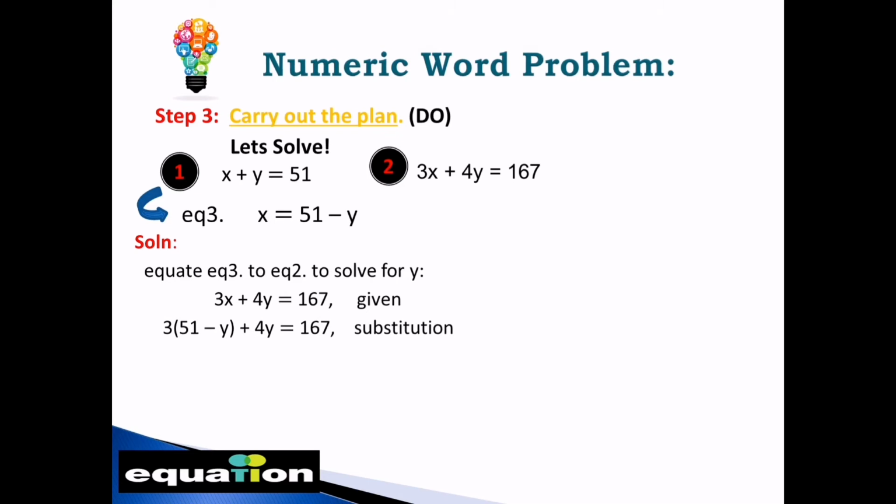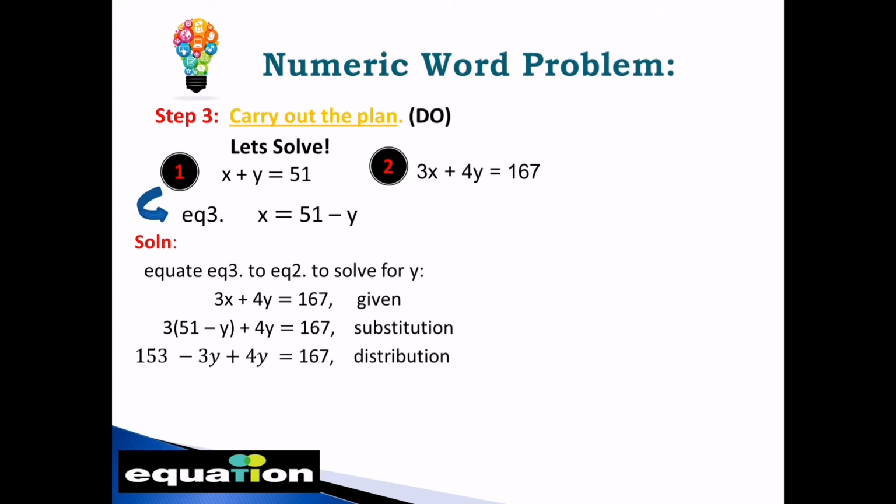Then right after that, I am going to multiply 3 to the terms inside the parentheses. So right now I have 153 minus 3y plus 4y equals 167. That is by distribution. Since I am looking for the y, I am going to do the simplification on the y's part, that is the variable y, and the constant to the other side as well.